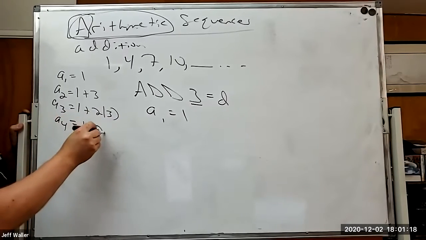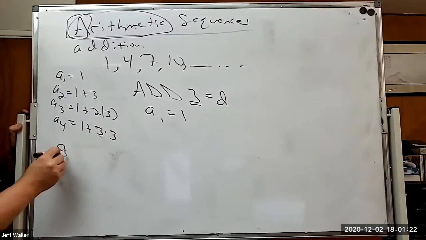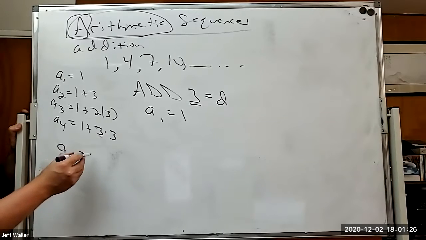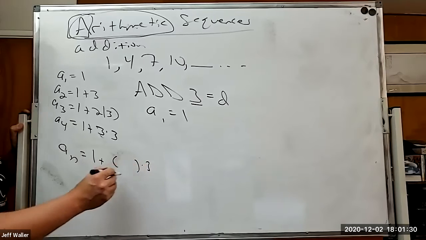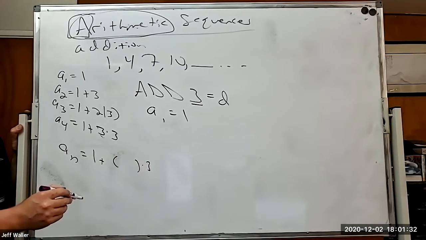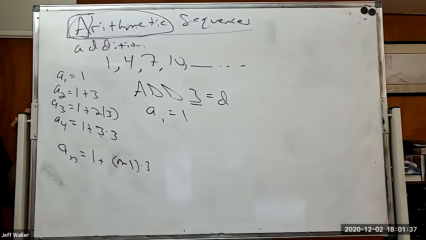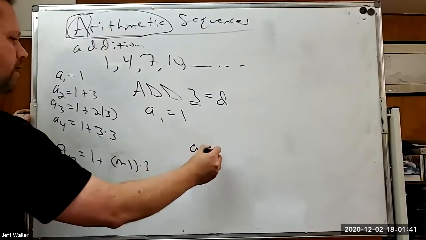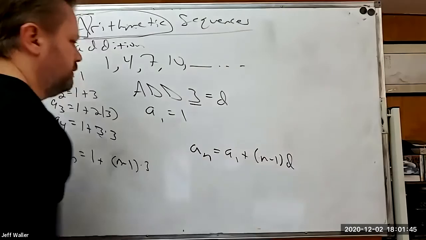A4 is 1 plus 3 times 3. So what's AN going to be? N minus 1. Kick ass. So in general, for an arithmetic sequence, AN is A1 plus N minus 1 times D.